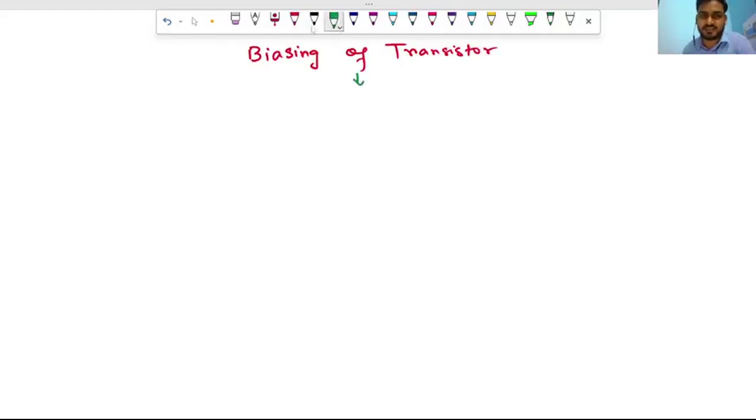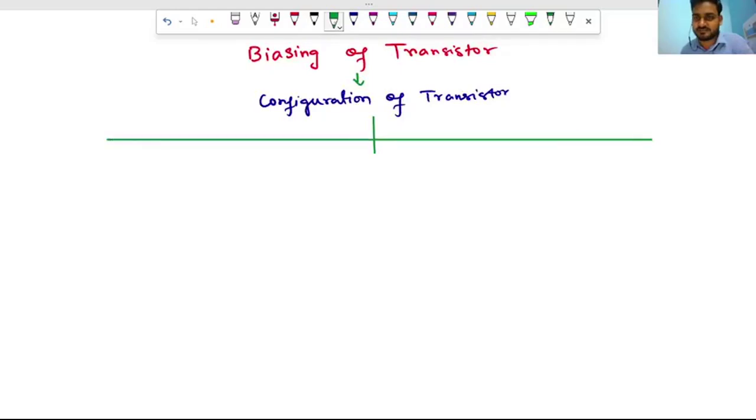When we bias a transistor very systematically, it is known as a configuration or mode of transistor. How many configurations are there? There are mainly three types of configurations: common emitter, common base, and common collector.